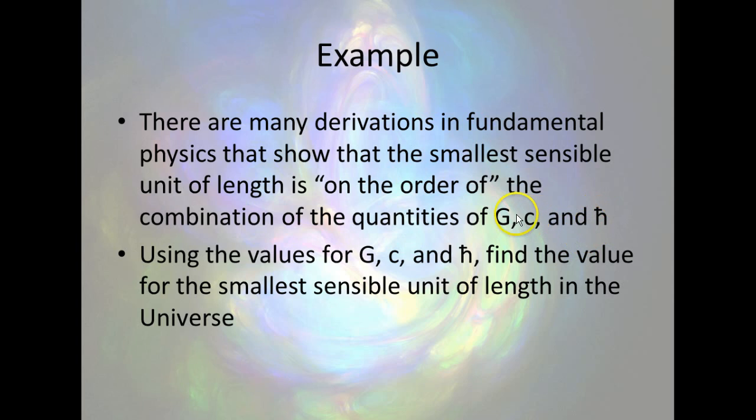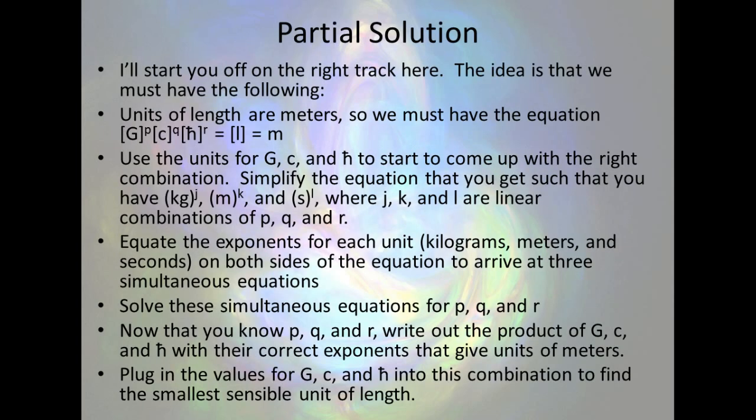But the point is, it seems that the smallest sensible unit of length is going to be some combination of big G, c, and h bar, or at least it's going to be within that order of magnitude. Question is, what combination? Well, it needs to be whatever combination ends up yielding units of meters. So we have big G to some power times c, the speed of light, to some other power, times h bar, Planck's reduced constant, to some other power, is going to have units of length, which are going to be meters. So we don't know what the powers of p, q, and r are, but we are going to solve the equation that we're eventually going to get to figure out what they are.